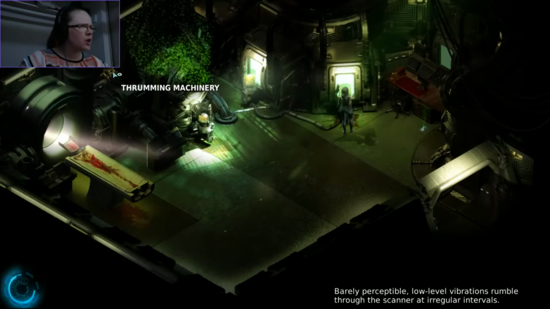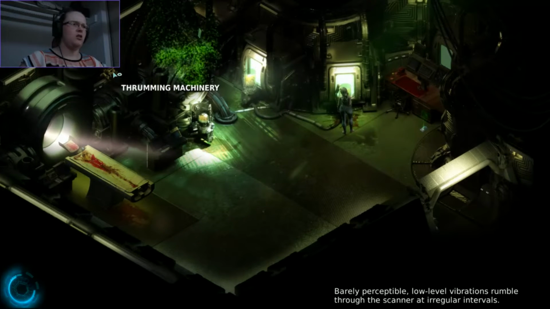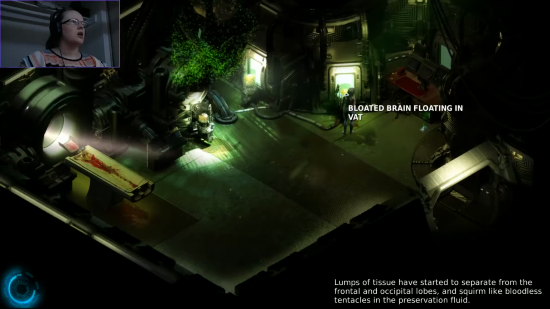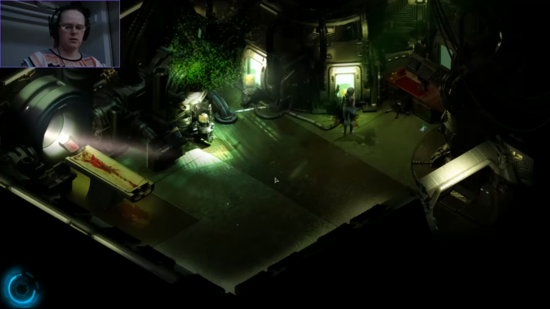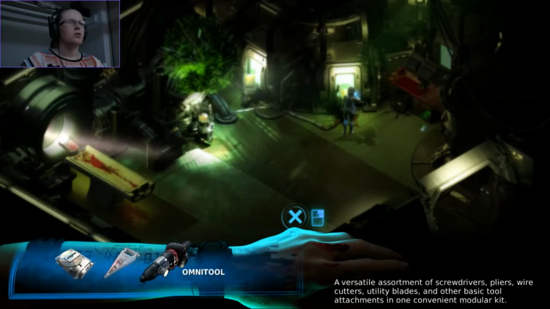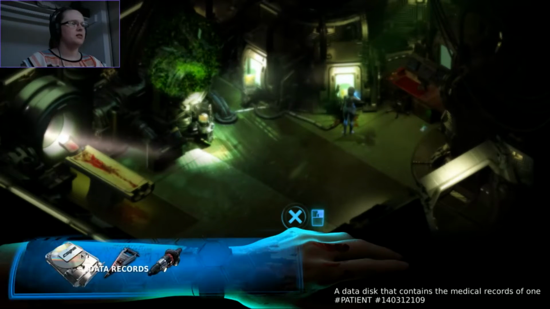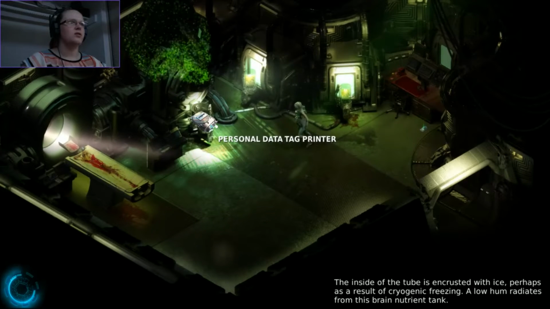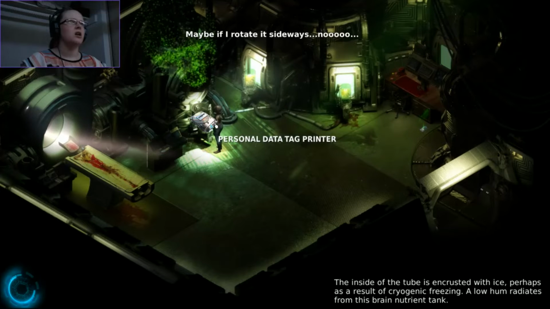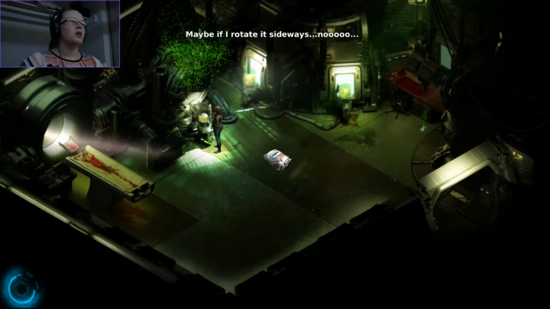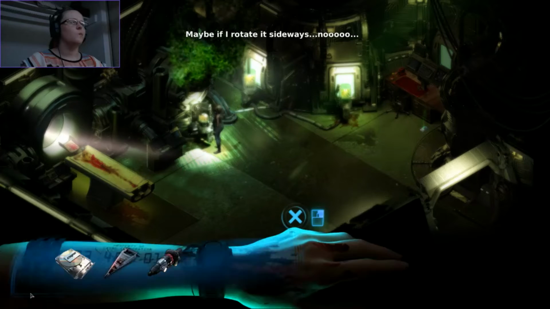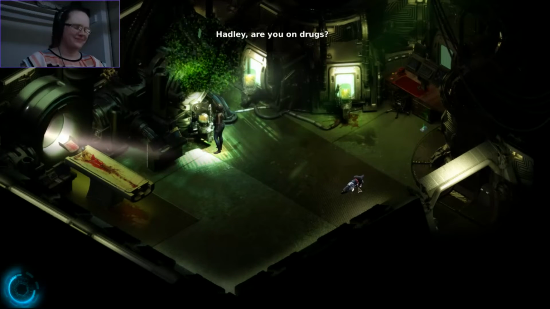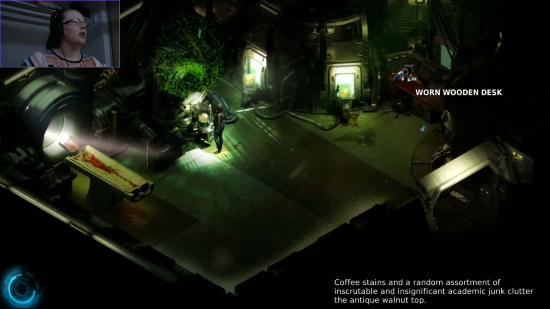Barely perceptible low-level vibrations rumble through the scanner at irregular intervals. Okay. What do we have? We have data disk. Maybe I use this over here? Maybe if I rotate it sideways. No. Omni tool. Hadley, are you on drugs?